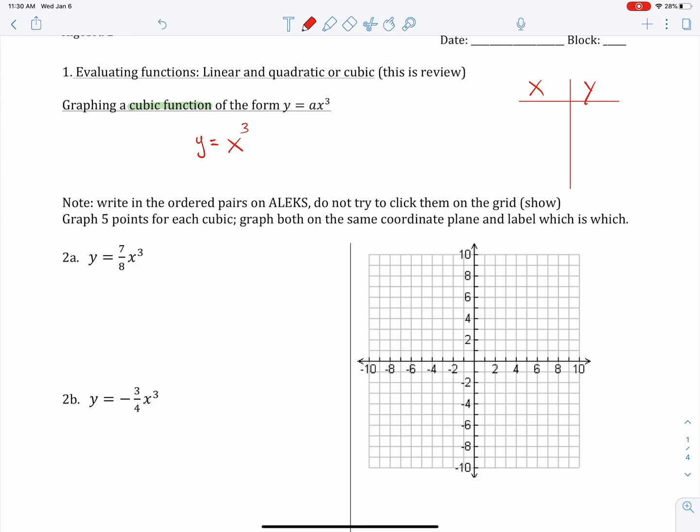When we're graphing a cubic function, we see it in the form of y equals x to the third power. There could be a fraction or a number in front of the variable, but we're going to have numbers that we're going to utilize for our variable x. We're going to plug that in for x and solve for y. And we're going to use that method that we used before when graphing parabolas.